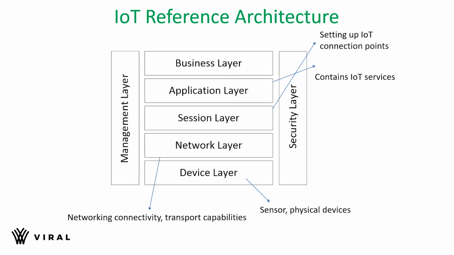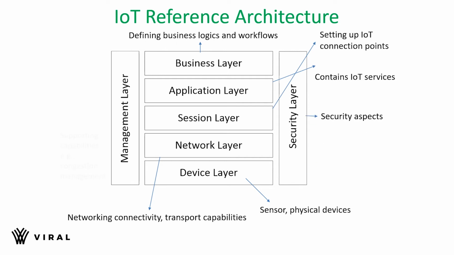So the application layer contains IoT services. As you can see, this is like a layered architecture style from a software architecture perspective. We should also define the business logics, the workflow, which is addressed in the business layer. So as you can see, it's not dependent on one domain. This reference architecture can be used in any domain.